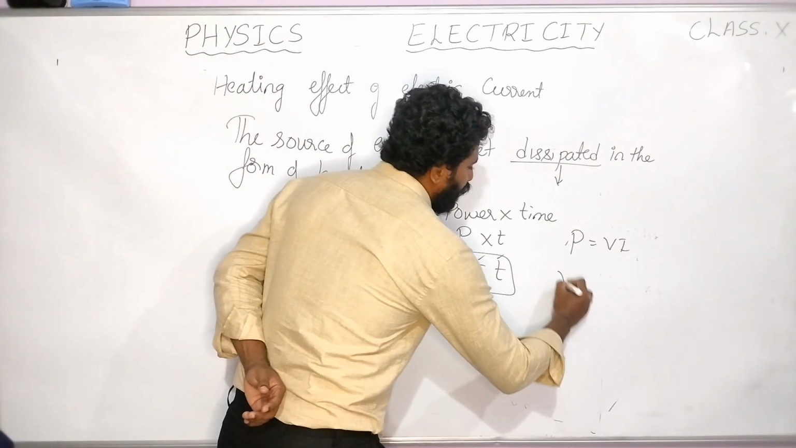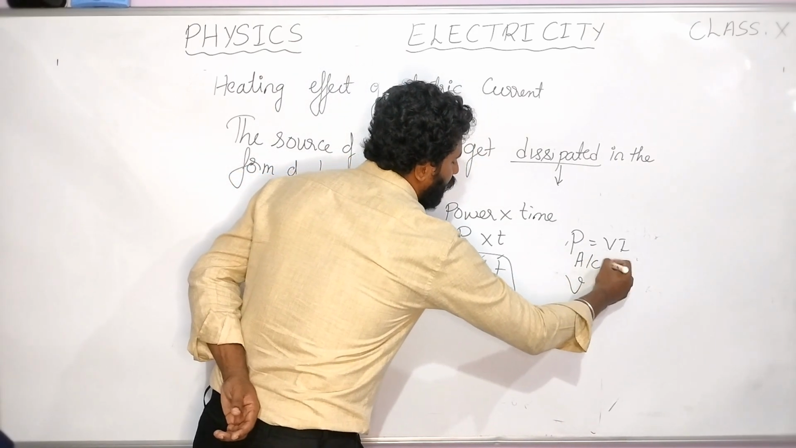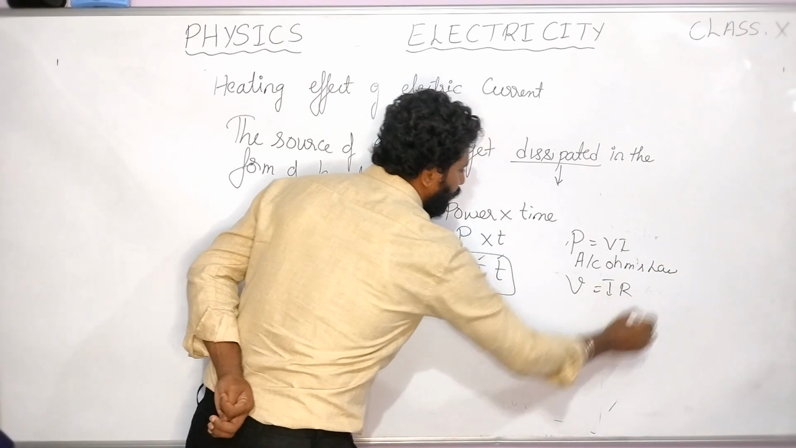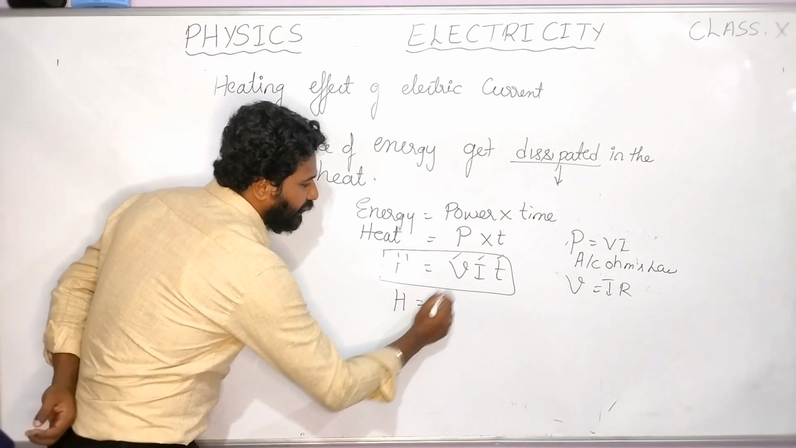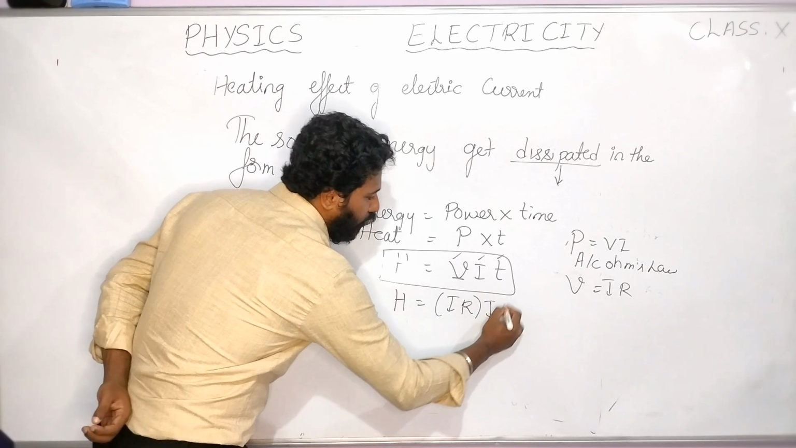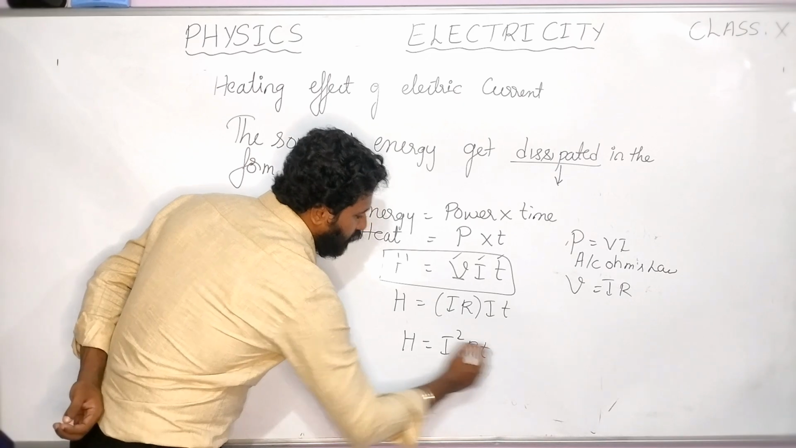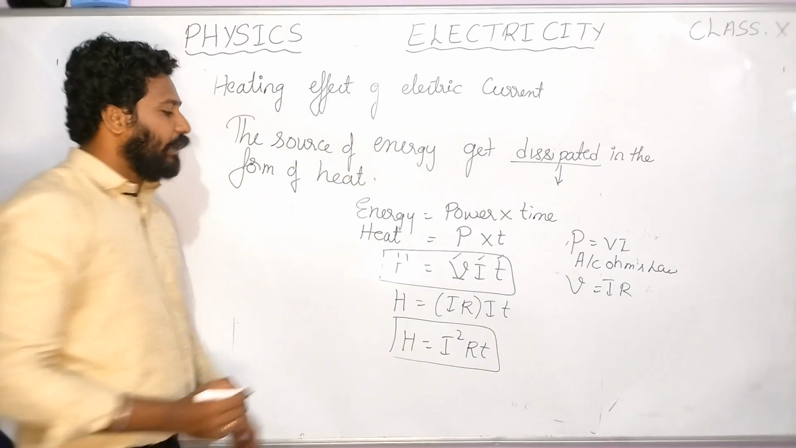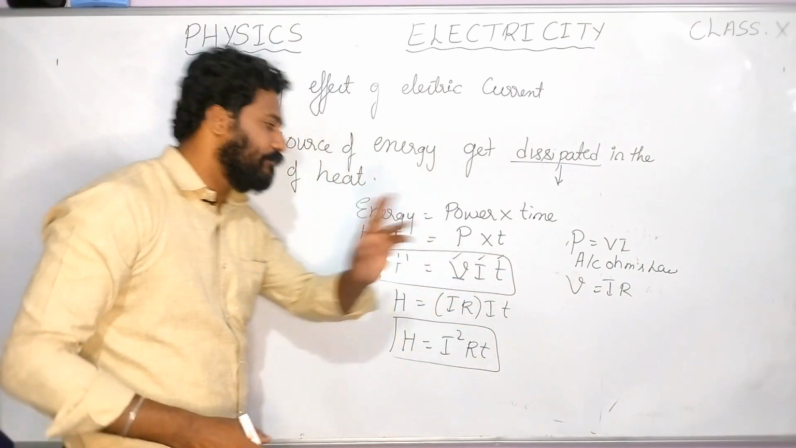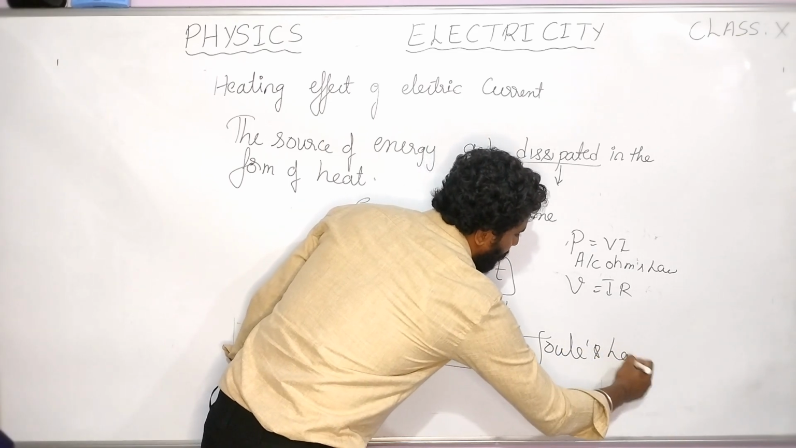Now, according to Ohm's law, V is equal to IR. So I will replace V with IR, then into IT. So H is equal to I squared RT. This is very, very important. Heat given out in a resistor is proportional to the square of the current, the resistance and the time, and this law is called Joule's law of heating.